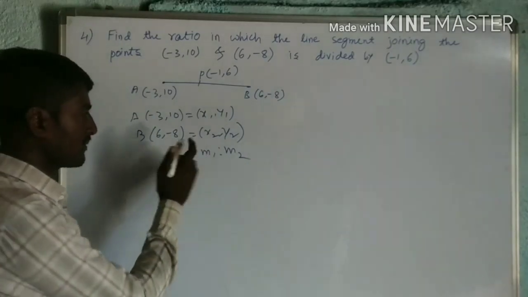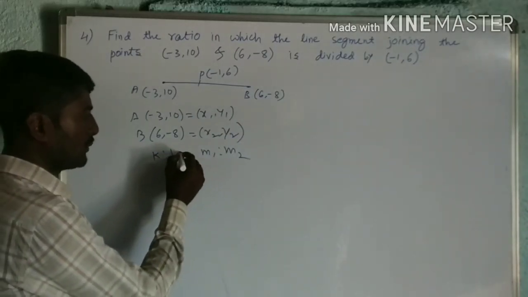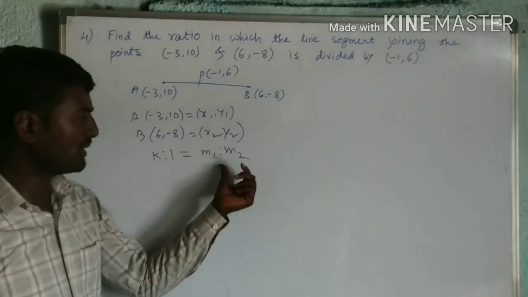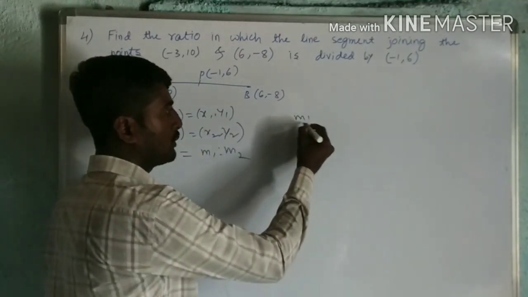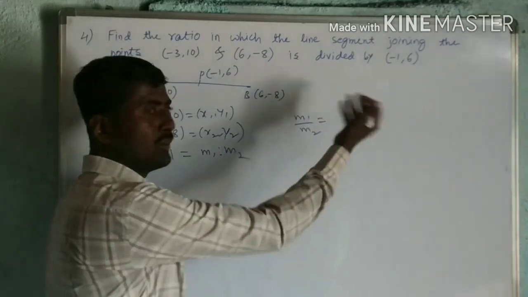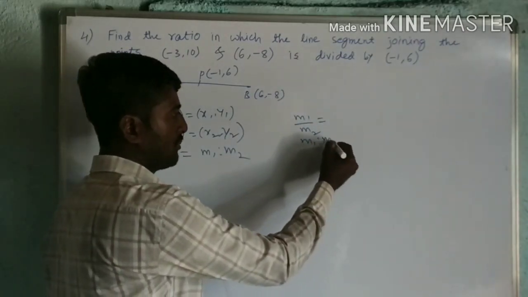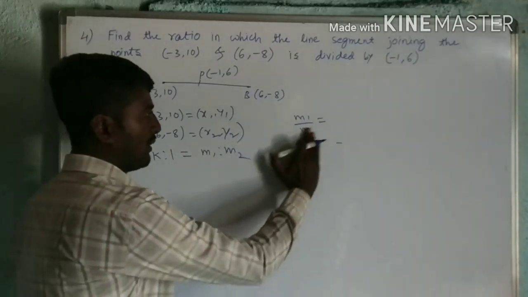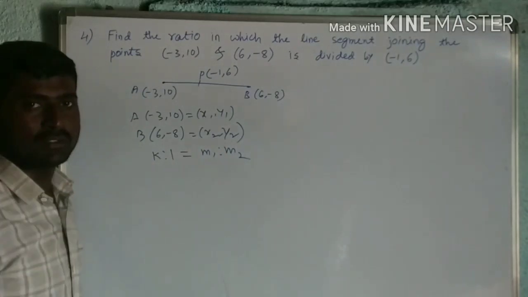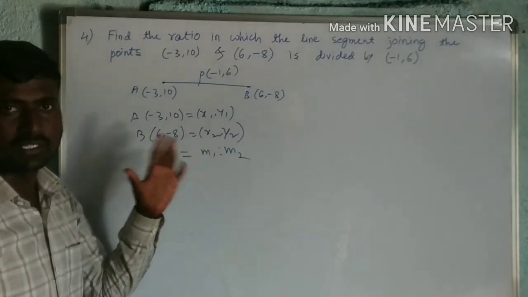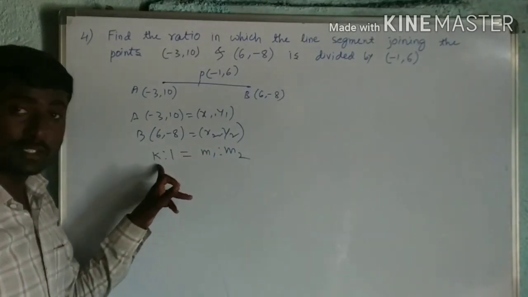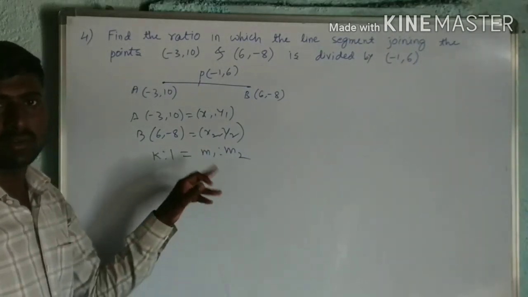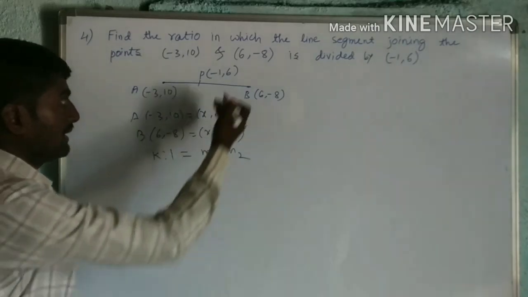So I will take here m1 is to m2 as k is to 1. m1 is to m2 is nothing but m1 divided by m2. If you get m1 by m2 as any value, that is the ratio. So here I want to take the ratio m1 is to m2. Here the k value is unknown; I have to find that k. It doesn't mean that m1 is equal to k and m2 is equal to 1. No. In place of m1 by m2, I can write k divided by 1. Now let us write the formula.